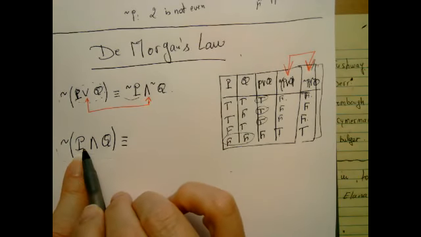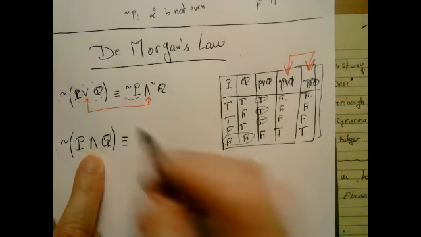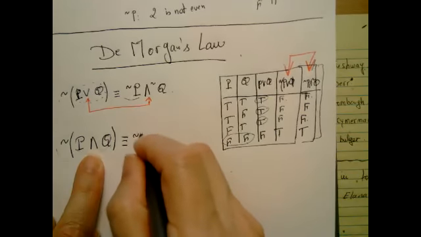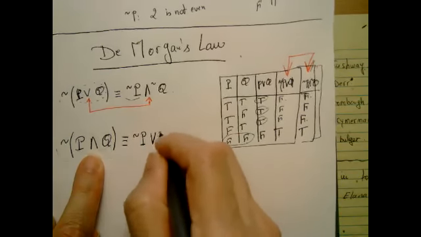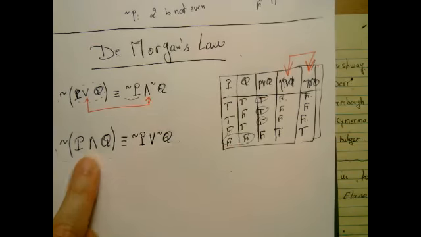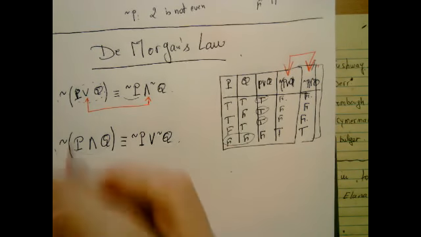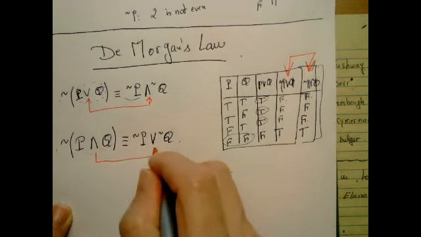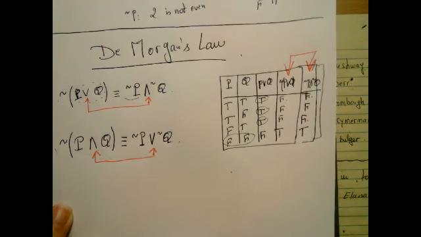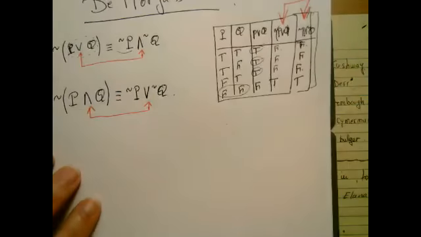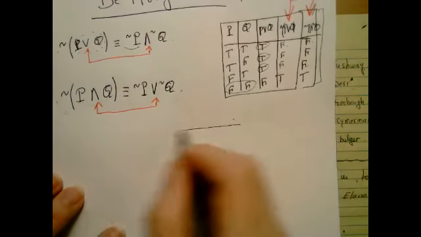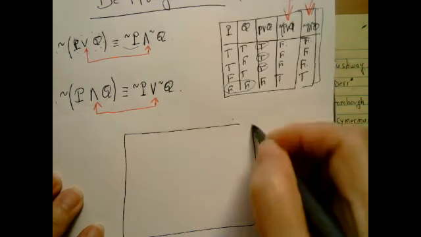It means if either P is false or Q is false, or both of them. So the candidate would be the negation of P or the negation of Q. So the negation of P and Q is the negation of P or the negation of Q. And we can make the truth table, of course, and it should not be hard to make sure that this works using the truth table.